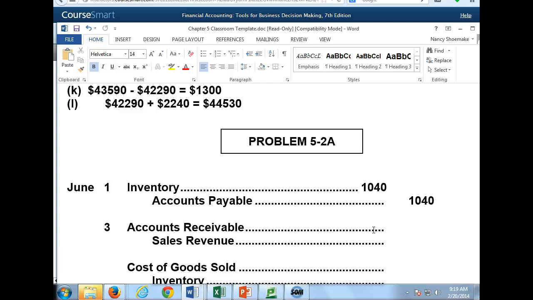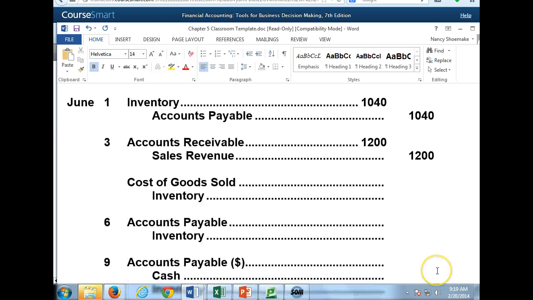So accounts receivable and sales revenue, what are we going to have in that? How much did we sell those for? That's what we paid for them. But what did we sell them for? $1,200. So our sales revenue is $1,200, and we're going to get $1,200 from the customer. But don't we have to take that out of our inventory because we no longer have it there? So what is our cost of goods sold? And we're going to reduce our inventory, or credit it, by the same amount. Okay?